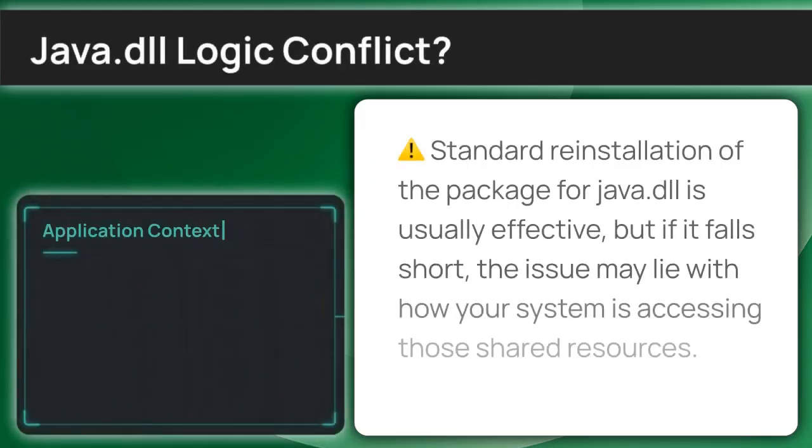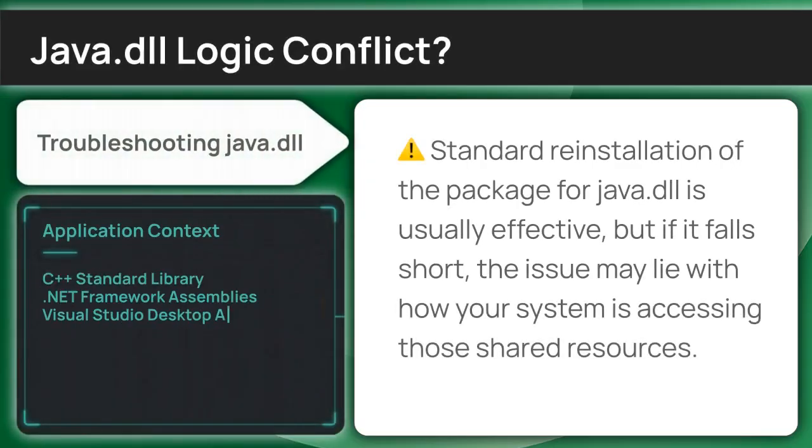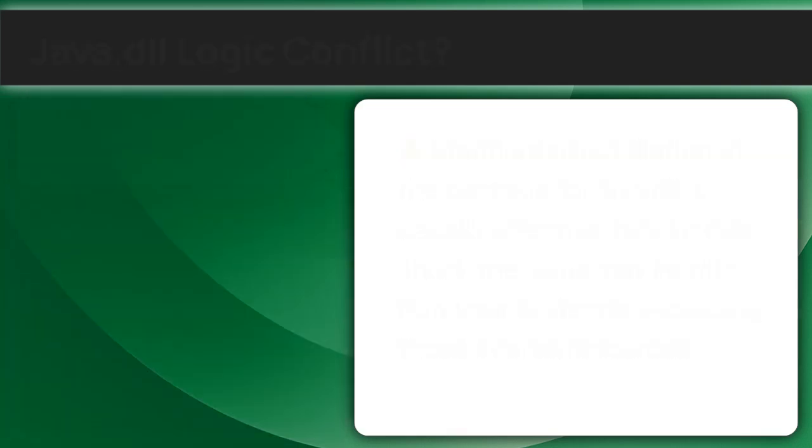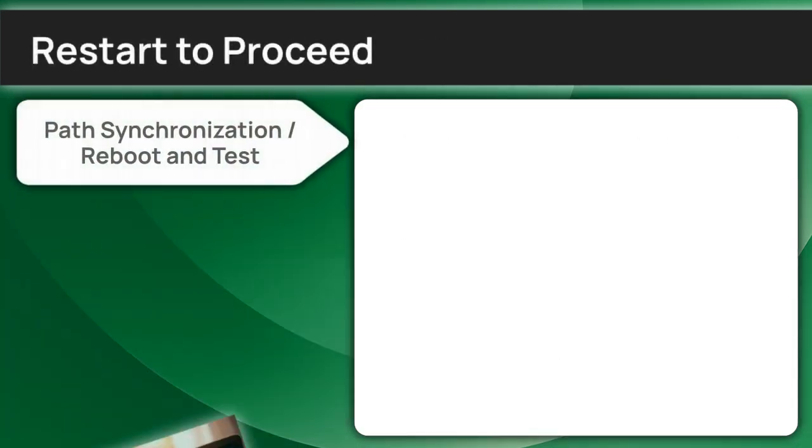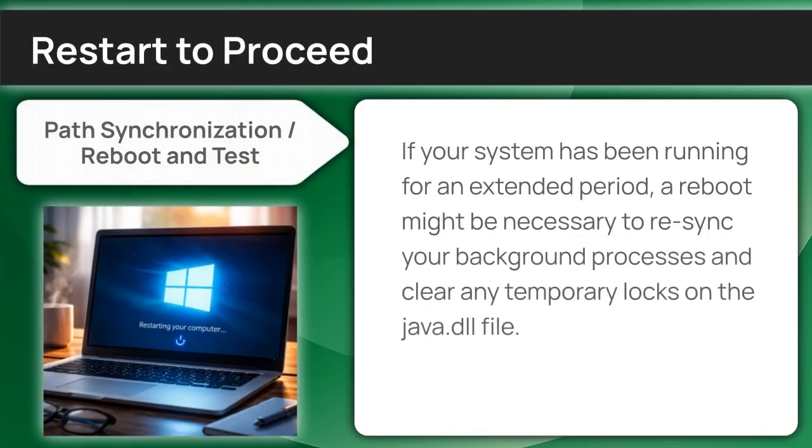When a fresh installer fails to clear the error, it typically points toward a deeper conflict within the Windows execution layer. Performing a restart can determine if the error is just a transient environment glitch. A reboot refreshes your system's path variables and can sometimes reestablish a broken link to the Java library file.